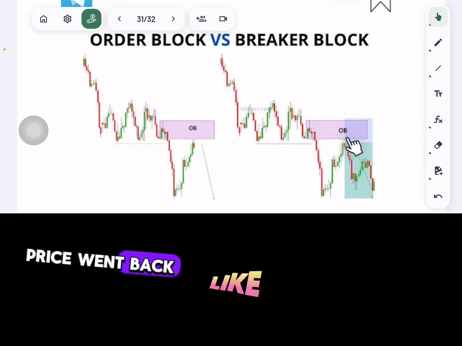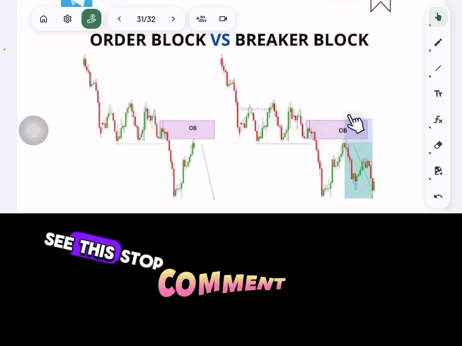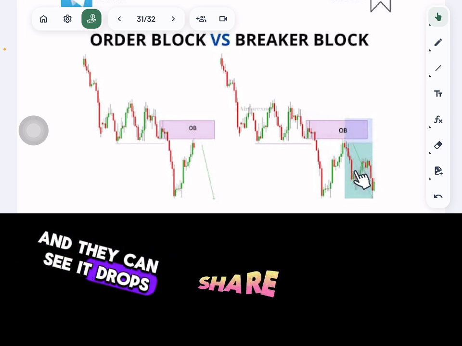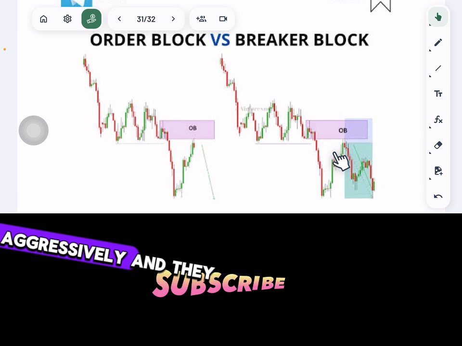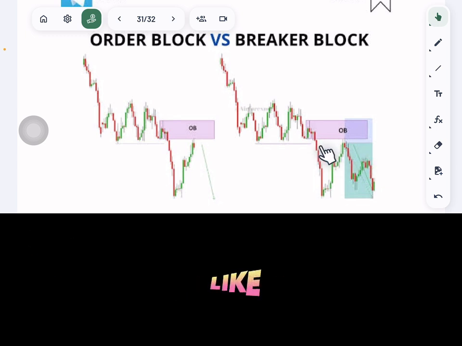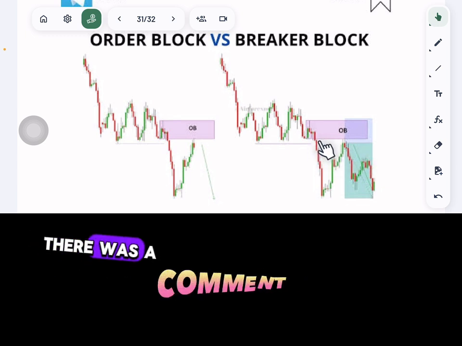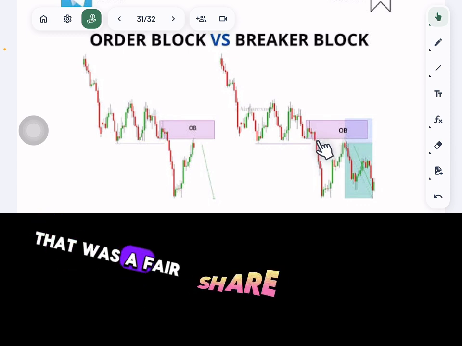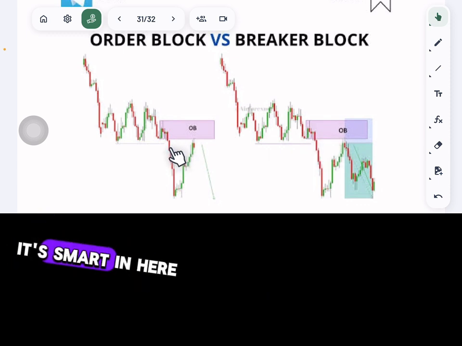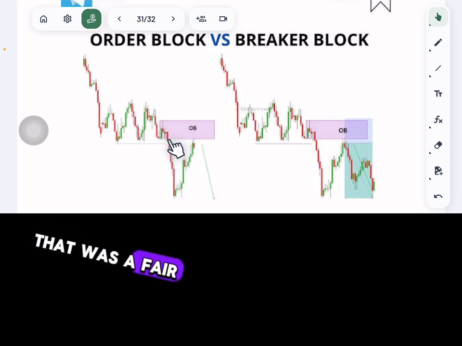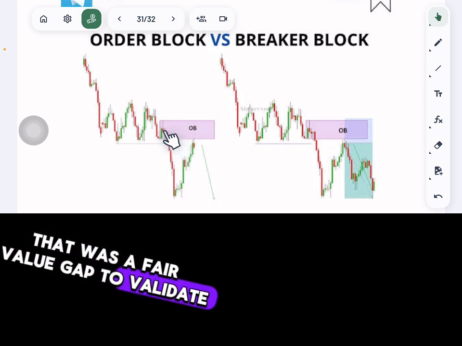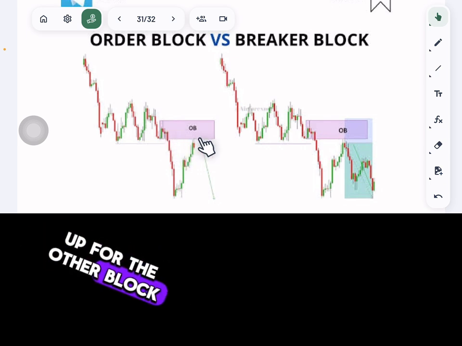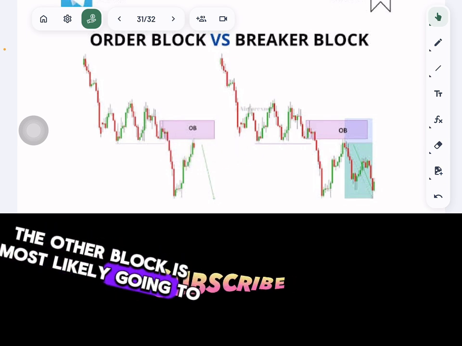So price went back, tapped into it, and you can see the stop loss was above the order block, and it dropped aggressively. Then you can see there was a fair value gap here. Look at this small gap here. That was a fair value gap to validate this order block. Whenever you see a fair value gap before the order block, it is most likely going to work.